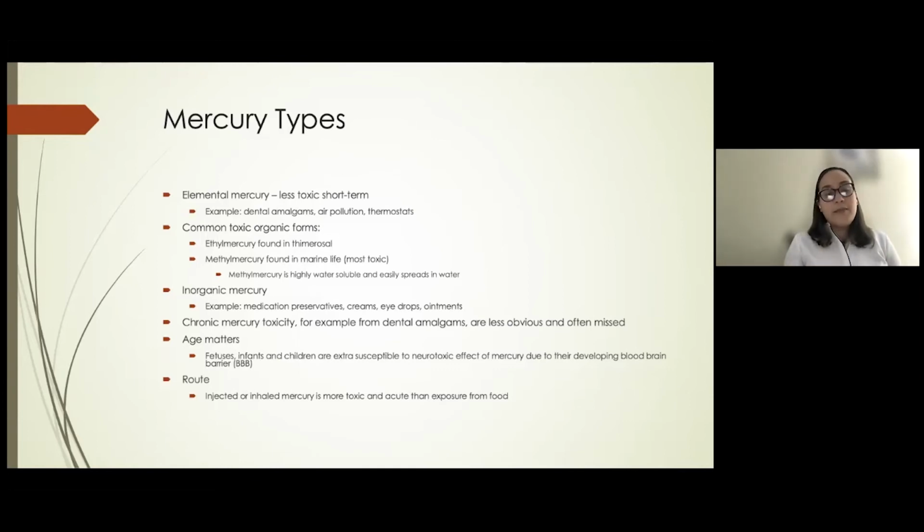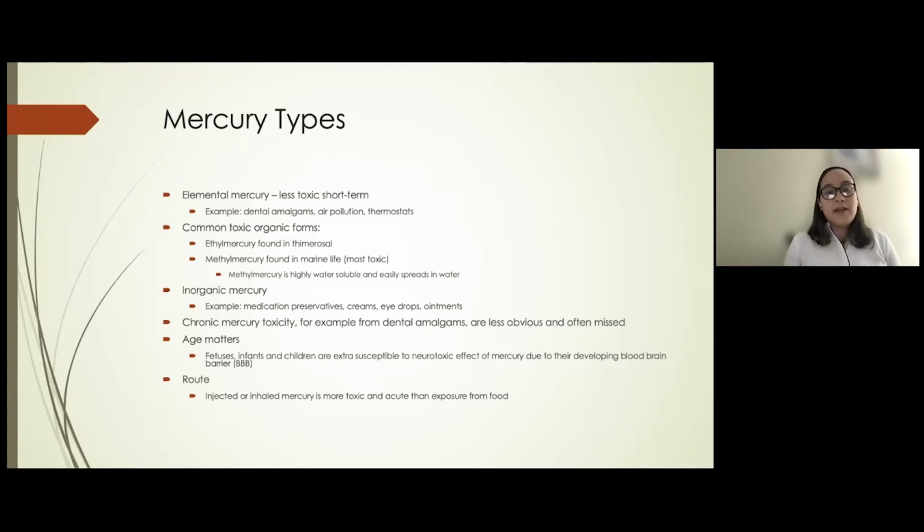So that's the organic type. Then there's the inorganic mercury. Examples are used as preservatives in medications, creams, eye drops, and ointments. Chronic mercury toxicity, for example from dental amalgams, is less obvious and often missed. That's why we constantly have to ask patients about their dental amalgams. I'm sure many of you are already doing that.